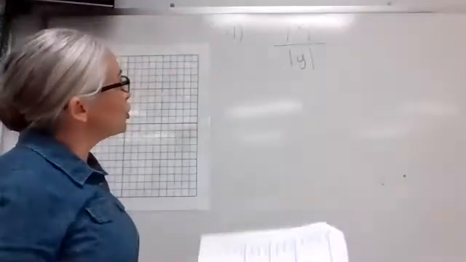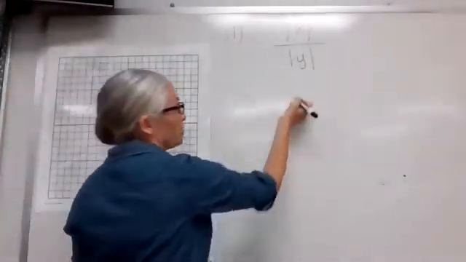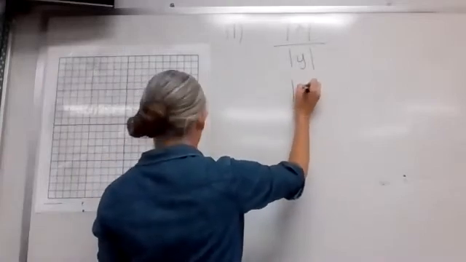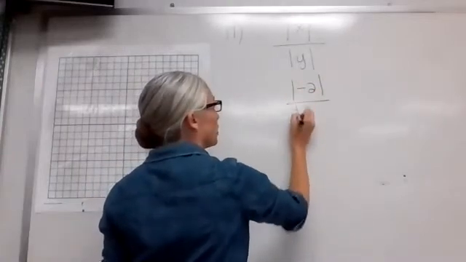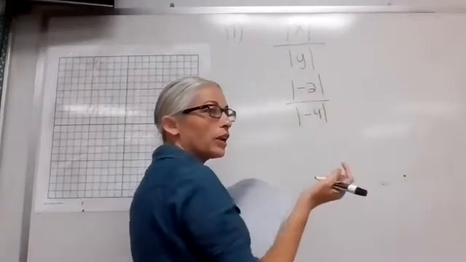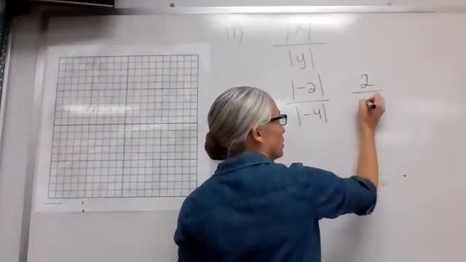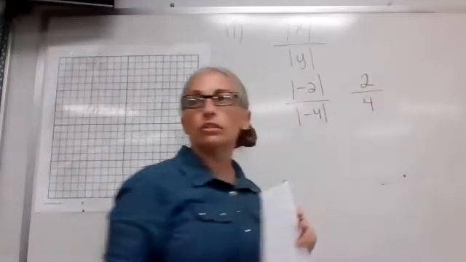The absolute value of x over the absolute value of y. So we need to substitute. What am I going to put in place of x? -2. In place of y? -4. What is the absolute value of -2? 2. The absolute value of -4 is 4. Now, is that my answer?